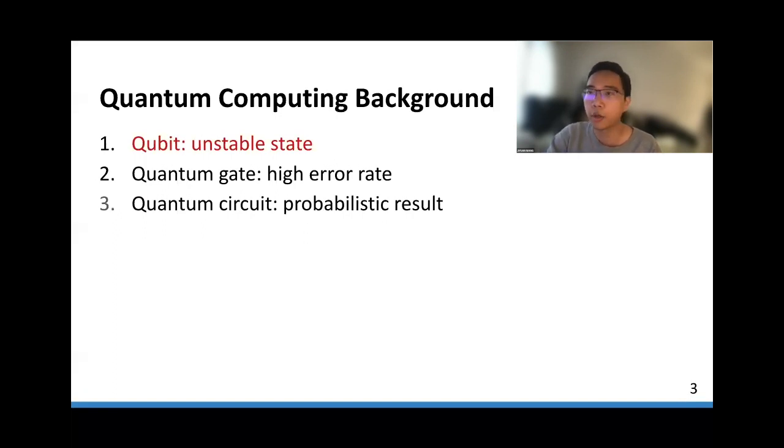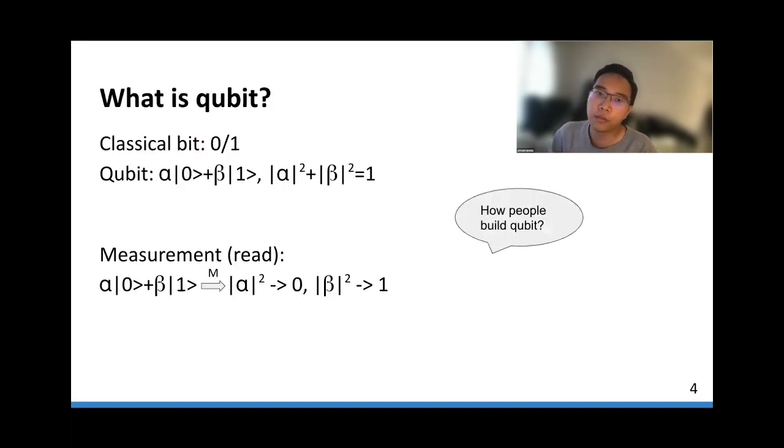Okay, so let's start with the qubit, the unit of state. The classical bit has two values, 0 and 1, and a qubit is a linear combination of 0 and 1, for example, alpha 0 plus beta 1. And the constraint on alpha and beta is alpha square plus beta square equals 1. To read the information from the qubit, the user should apply an operation called measurement. So if we apply the measurement on alpha 0 plus beta 1, we'll have alpha square probability to get 0 and beta square probability to get 1.